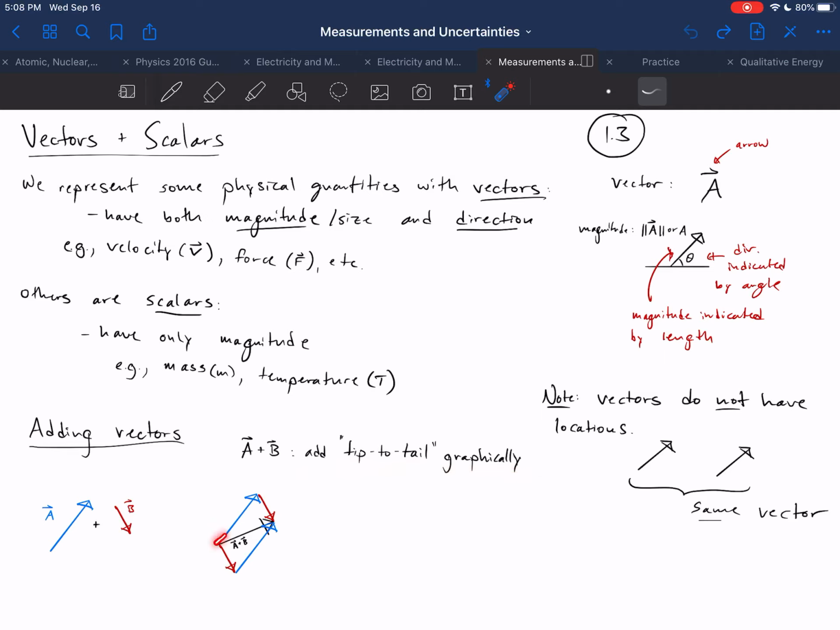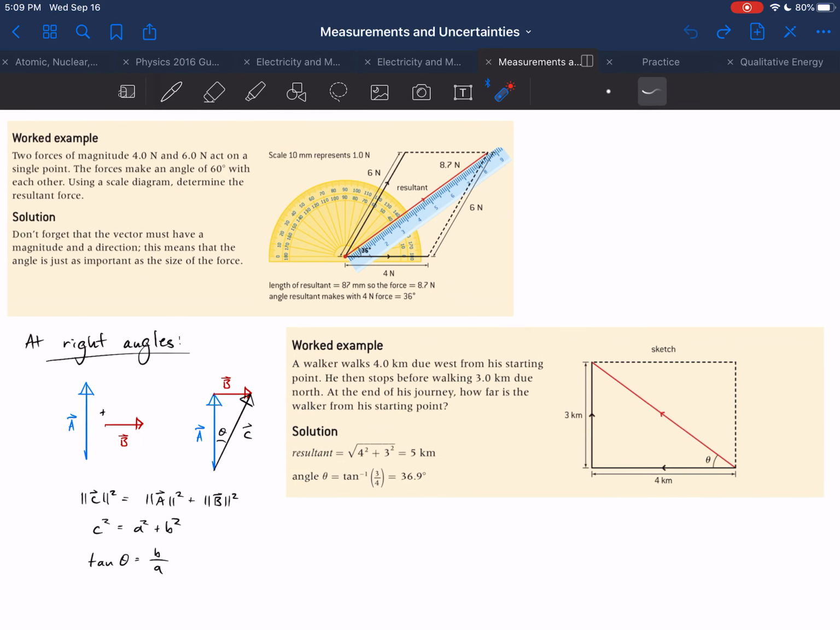Notice that a plus b added like this, tip to tail, is the same as b plus a, added tip to tail. This is possible in part because two vectors with the same magnitude and direction are the same vector. So it's not that this blue arrow is different from this blue arrow, it's just represented as starting from a different spot. So they don't have fixed locations.